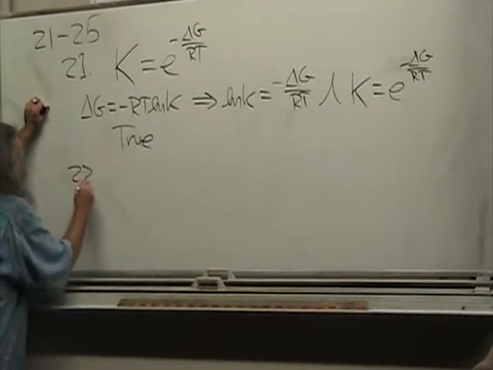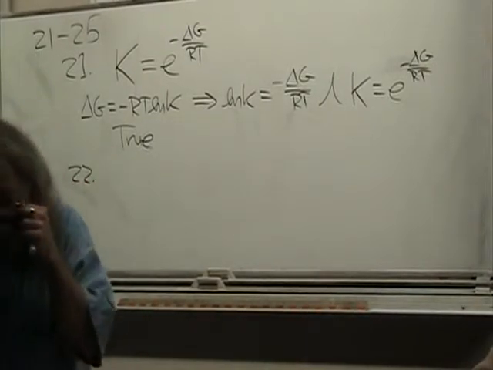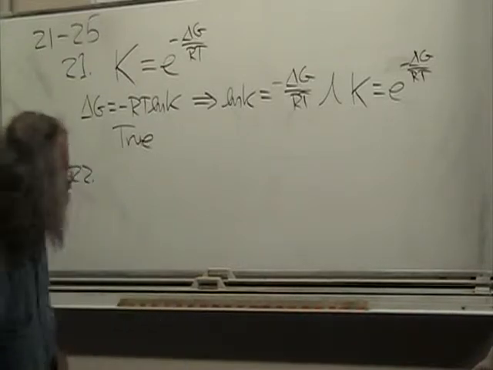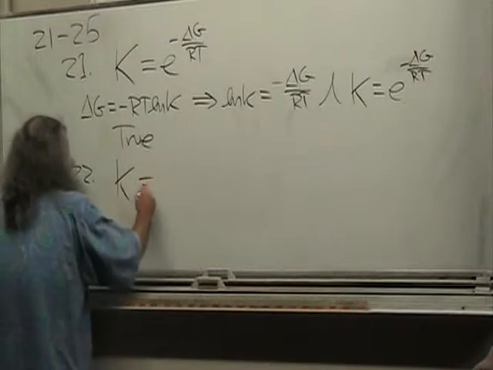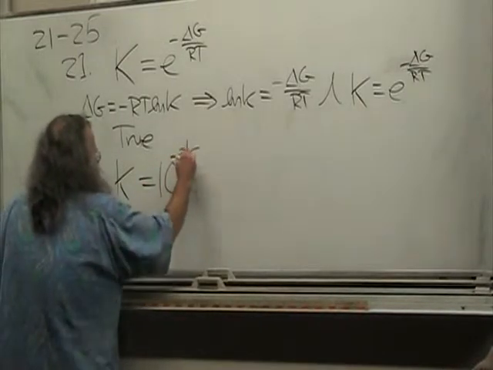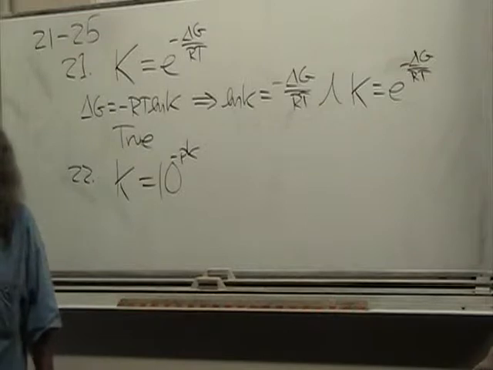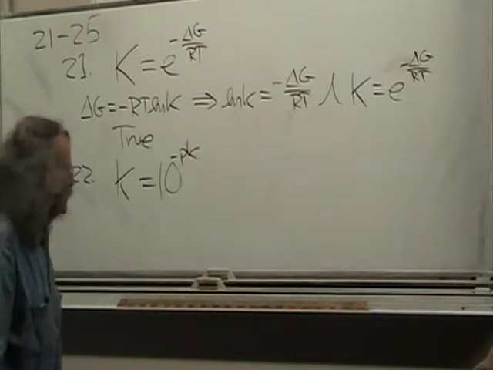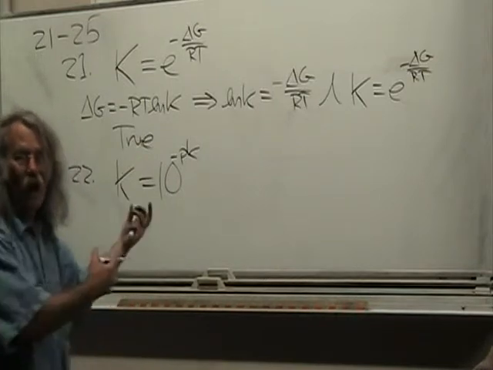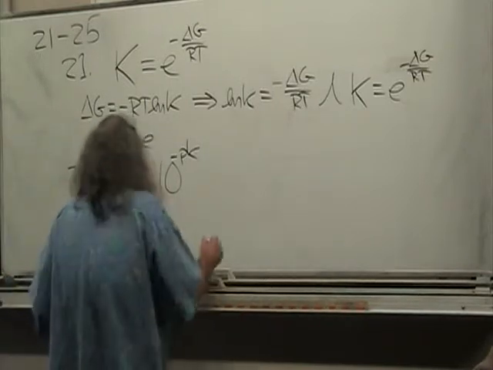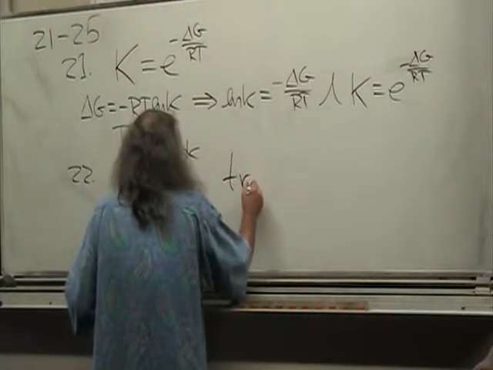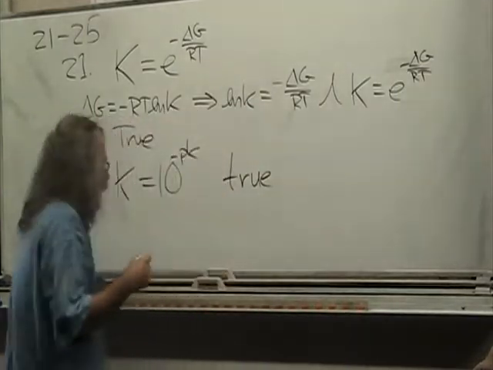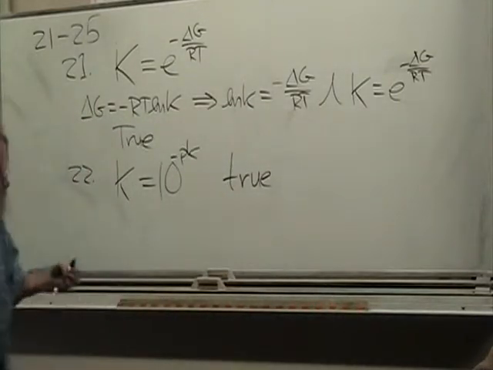Now 22 is K is equal to 10 to the minus pK, which after we beat that one completely to death is absolutely true, because by the definition of p, which is the power of 10. I'm not going to go any further stating the obvious; that is a true fact.